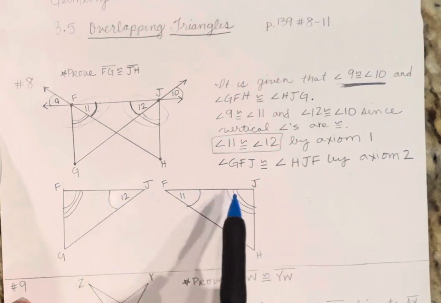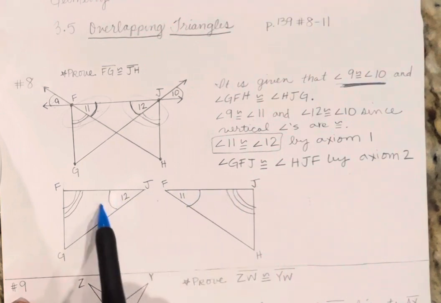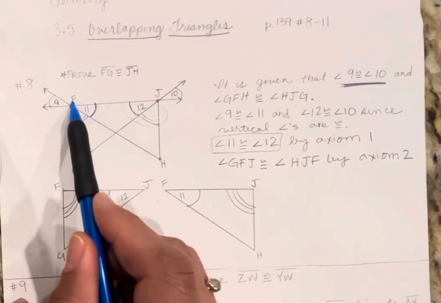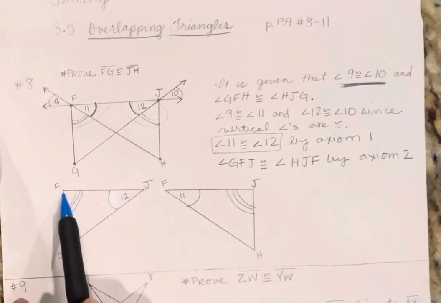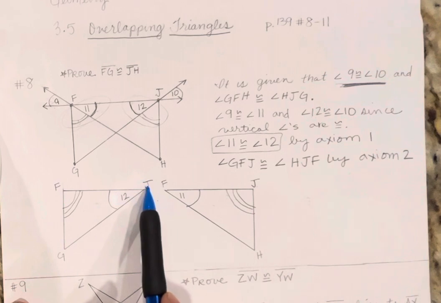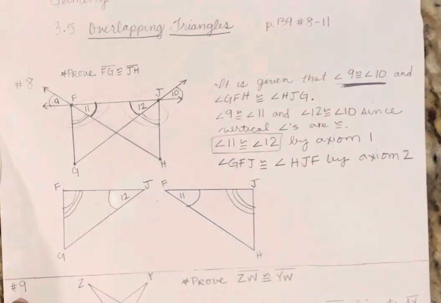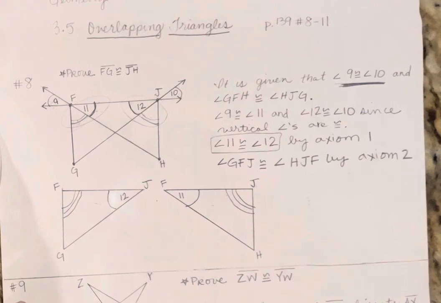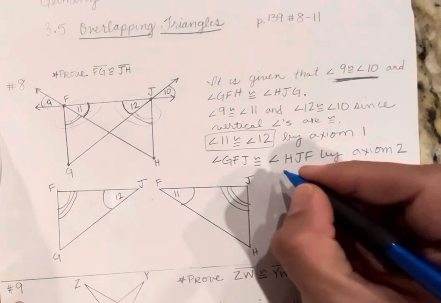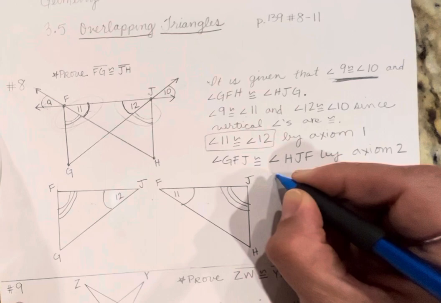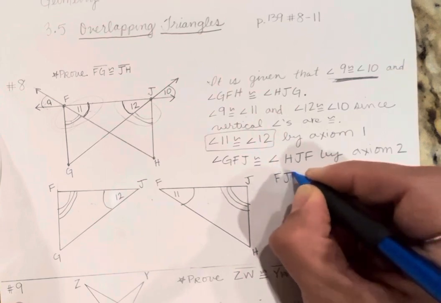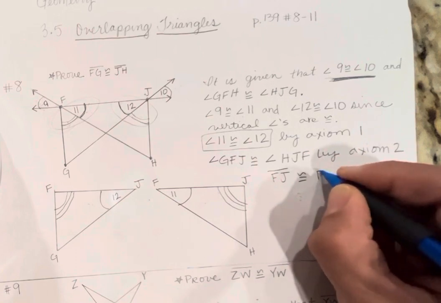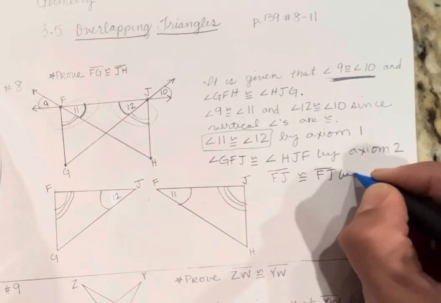Okay, now before I separated these two triangles, when they were together, notice they shared a segment, and that segment is FJ. So I have FJ here and FJ here. Well, we know it's congruent to itself, right? And we use axiom 8 to justify that. So let's say that segment FJ is congruent to segment FJ by axiom 8.